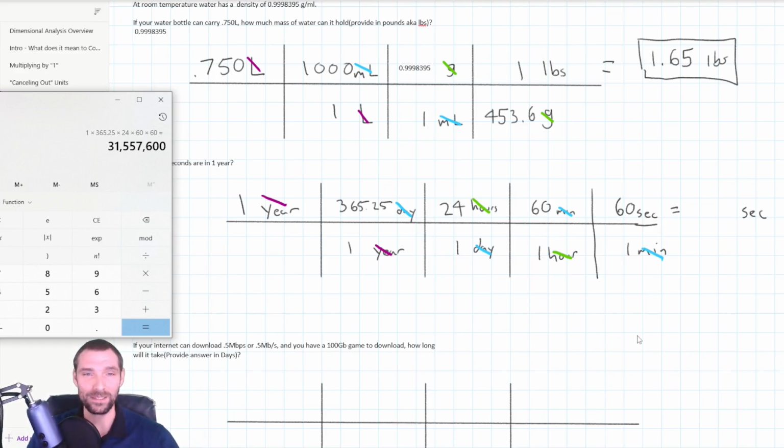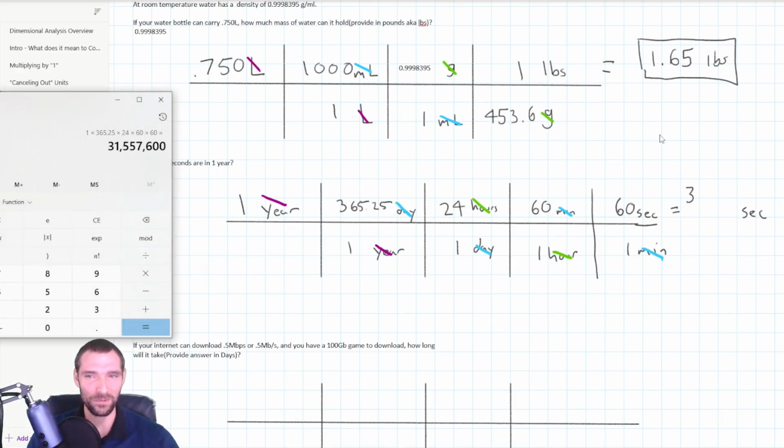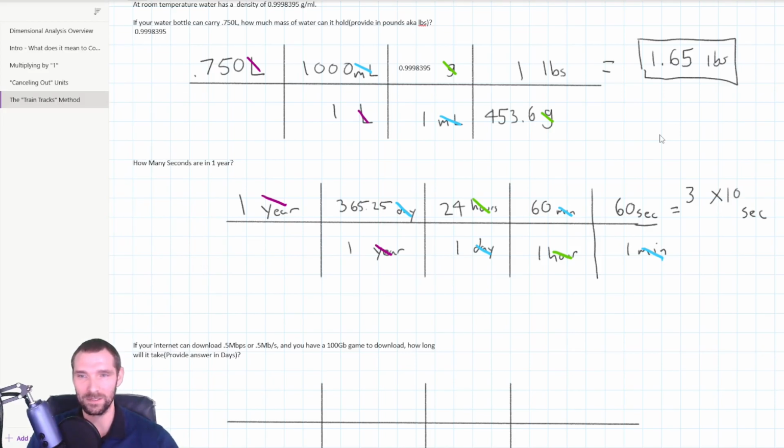So this is a pretty big number, which kind of makes sense. We've got, what would that be in scientific notation? 3.1, and we only had one significant figure, so it's about 3 times 10 up to what power?